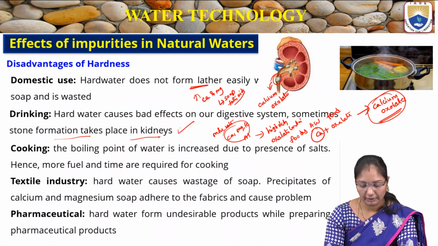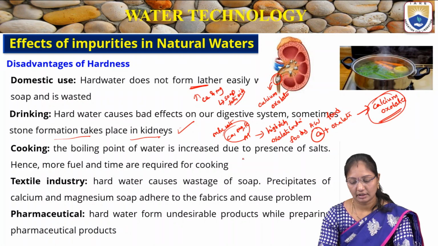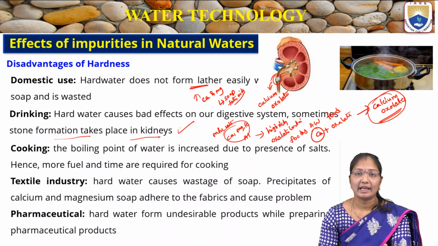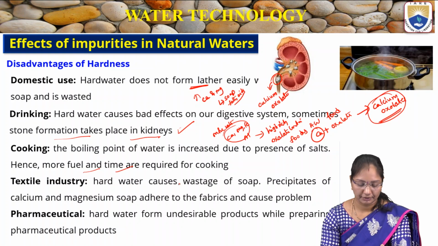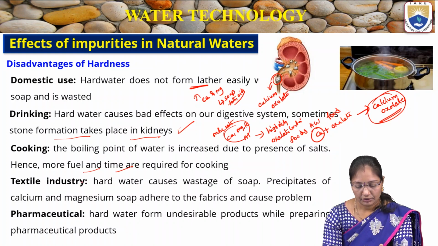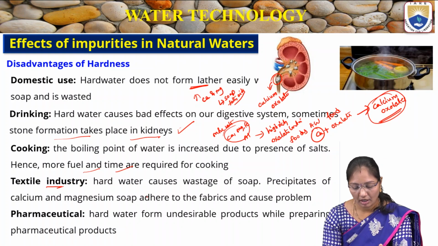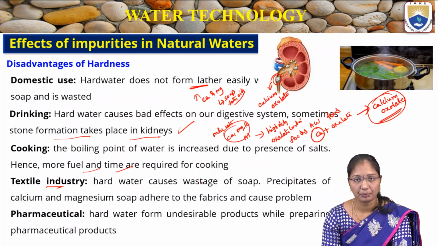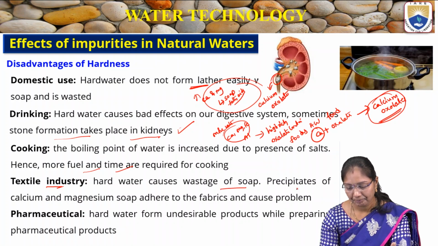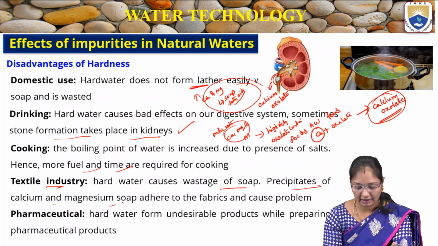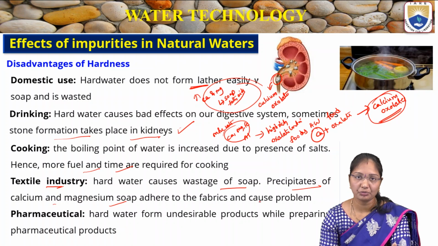Then coming to cooking, the boiling point of water is increased due to the presence of salts. As we all know, the more salts present in the water, the more fuel and time required for cooking. Again coming to the textile industry, hard water causes wastage of soap because of the same reaction. It reacts with the salts and causes soap wastage, and the precipitates of calcium and magnesium soap adhere to the fabrics and cause problems.